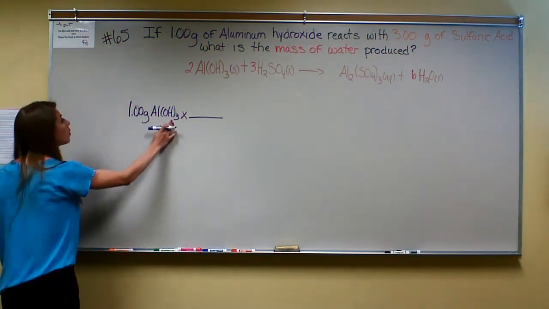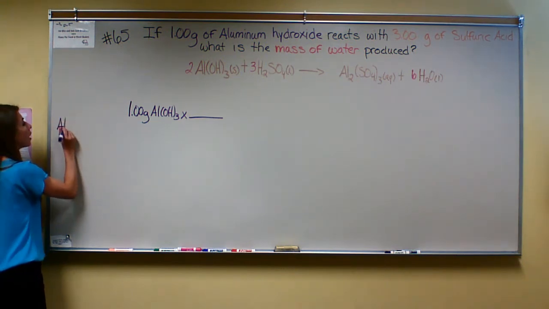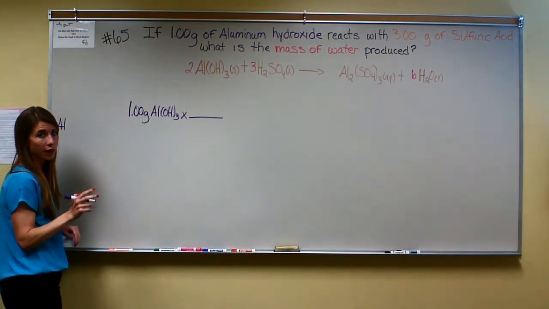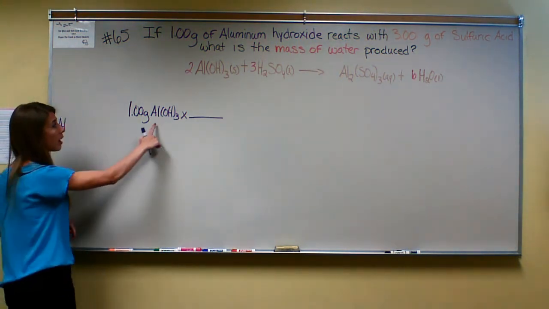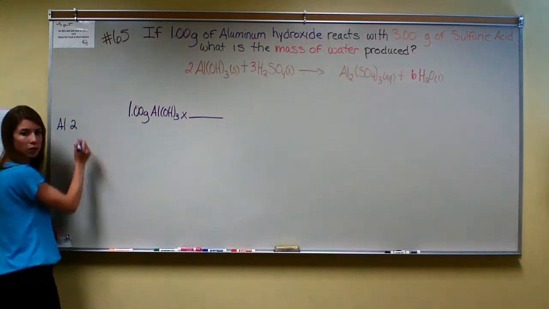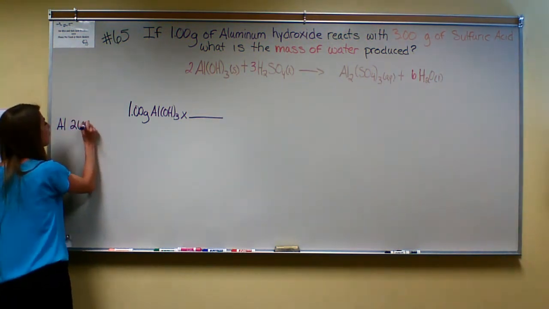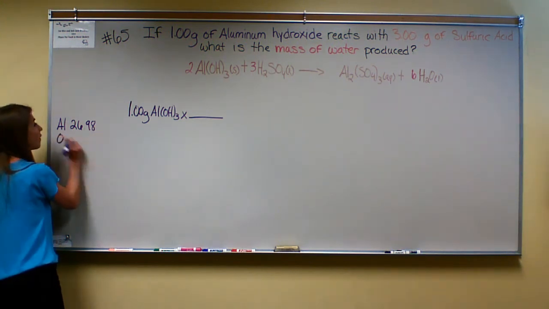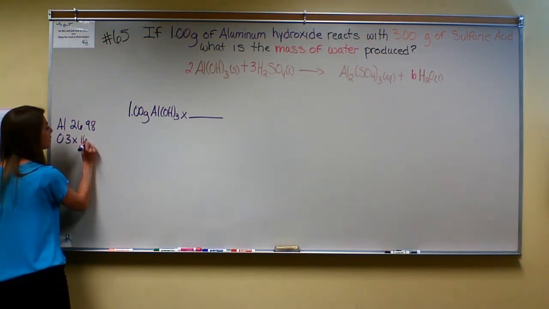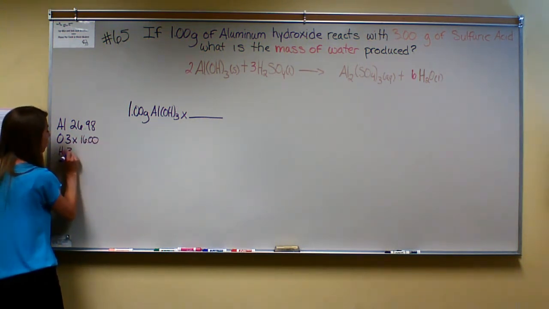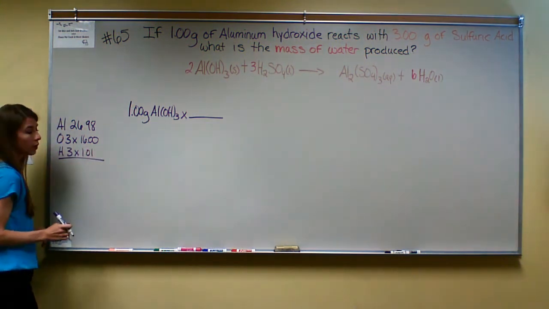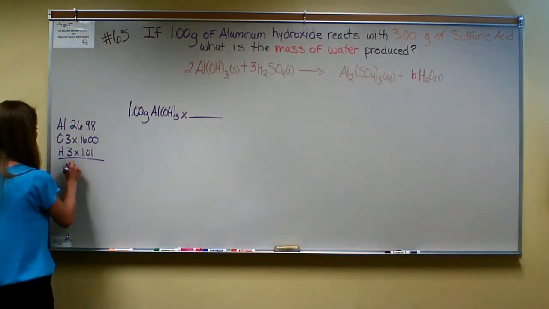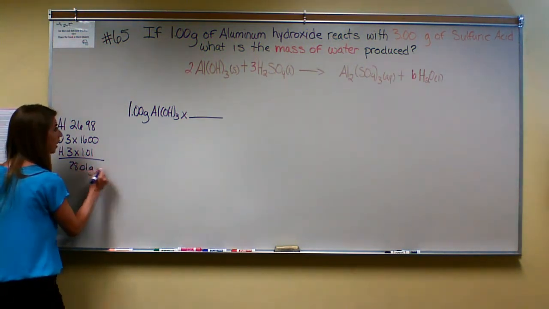We determine the molar mass of aluminum hydroxide by looking at the periodic table and finding the atomic weight for each element. We have 1 atom of aluminum, so it's going to be 26.98 grams. We have 3 atoms of oxygen, so we have to do 3 times 16 grams, and we have 3 atoms of hydrogen as well, times 1.01, which gives us 78.01 grams.